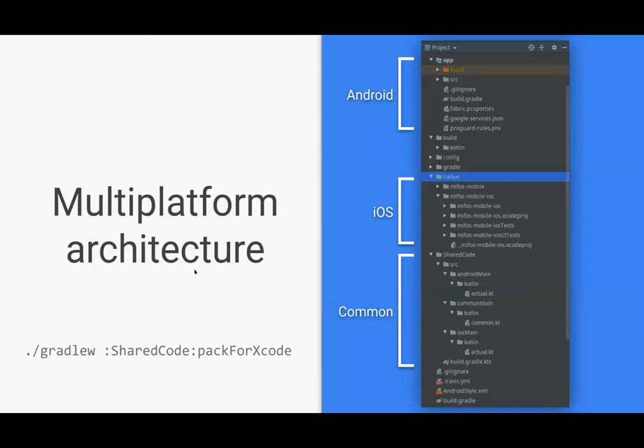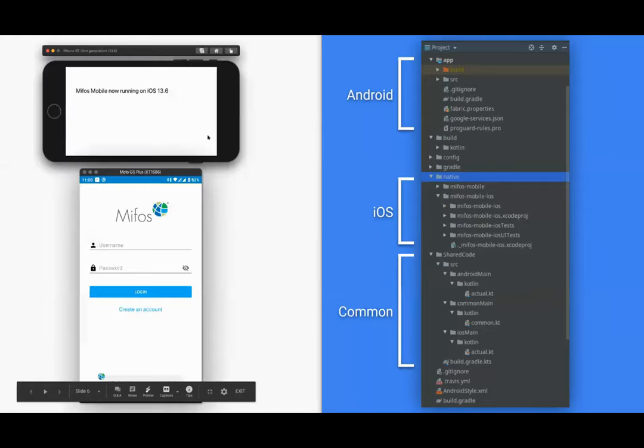And in turn, the shared module has three submodules, one for Android specific code, one for iOS, and then the common one, and I'll explain them in the next slide.